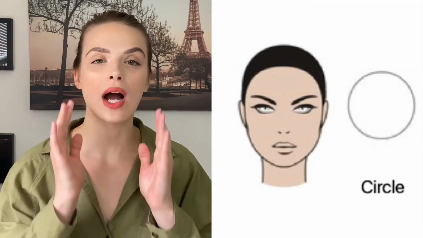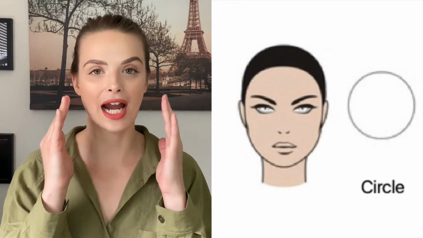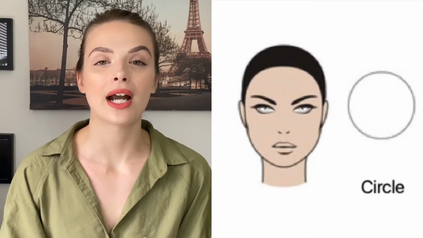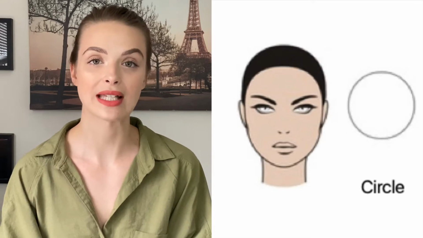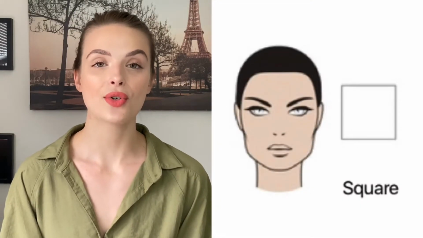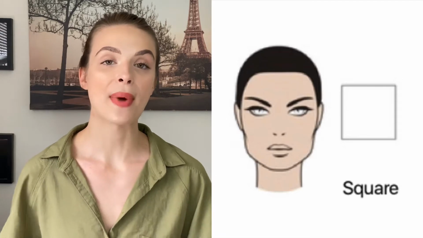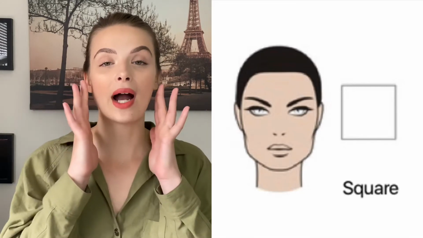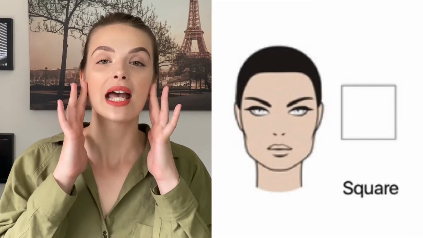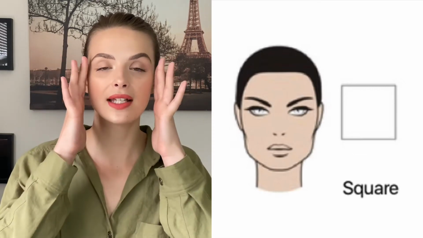Next, we have round. Round face shapes are going to be widest through the center or the cheek area. With a round face, your hairline and your jawline are both going to be about the same width, and they are also going to have a rounded appearance to them. Next, we have square. So square is also going to have width that is about the same at the forehead and the jaw area. However, once you get to the widest area through the center of the face, instead of your cheeks coming out, everything is pretty straight along the sides of your face.